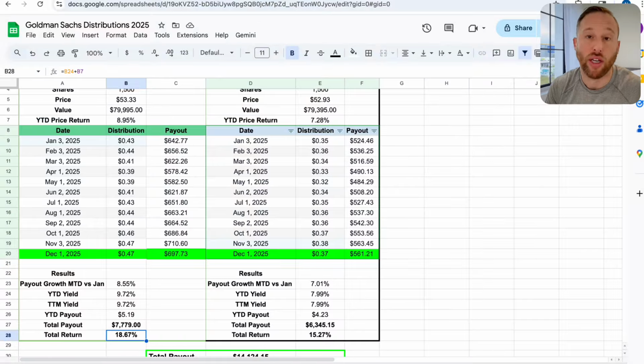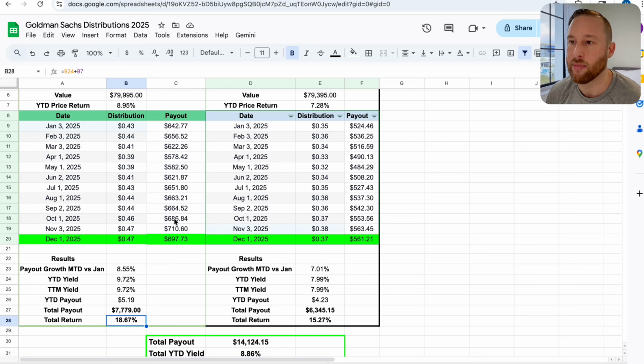You have a great yield, 10% yield plus a 9% price return. You're seeing greens in your portfolio alongside a healthy distribution rate. So really, I have no complaints there. Really good stuff from GPIX.